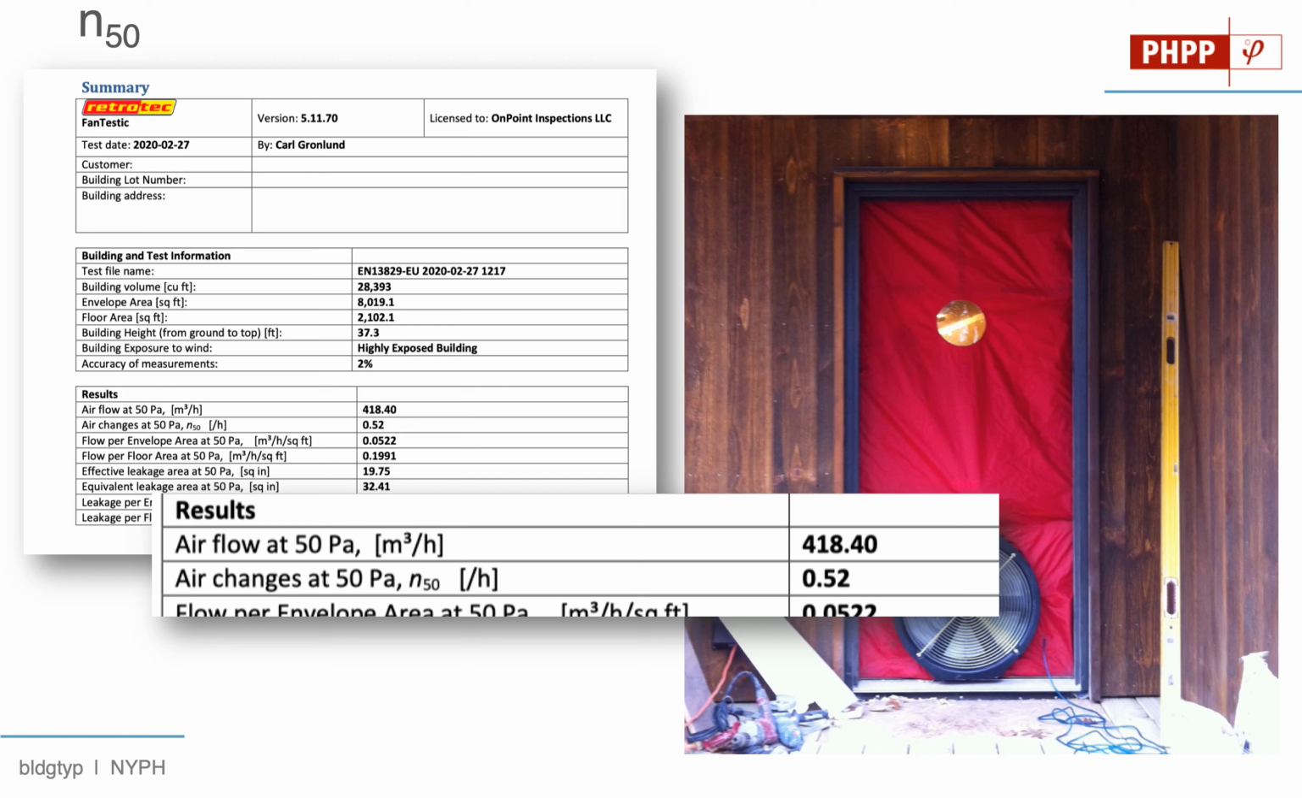So the N50 is just an air exchange rate. But the important thing there is that it's tested at 50 pascals, thus the 50 after that N, right? N subscript 50, indicating that that's the air change rate at 50 pascals.